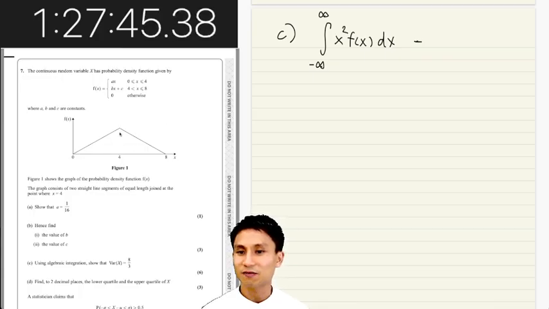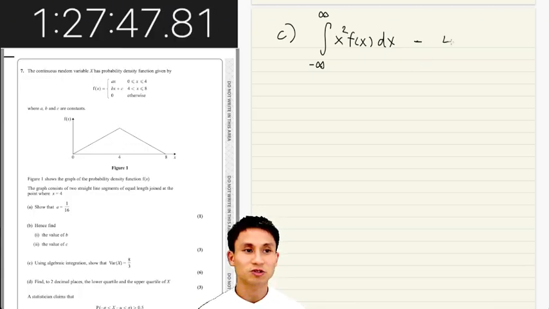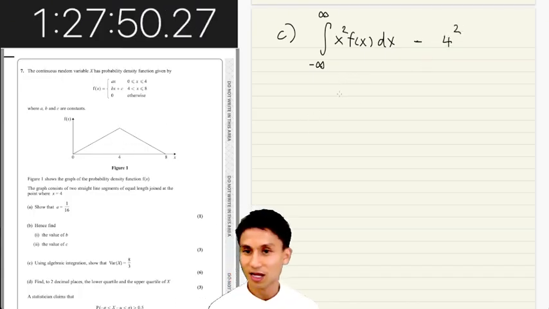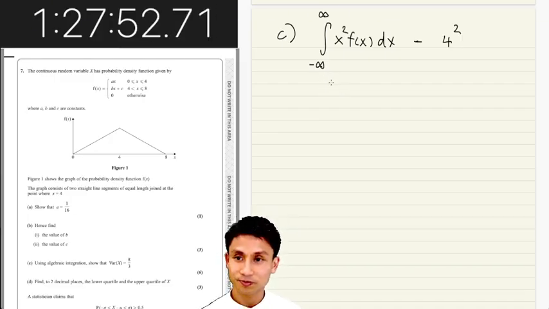And the mean is clearly 4, guys, because it's symmetrical. So I'm just going to take 4 squared there already. I've got to be quick.